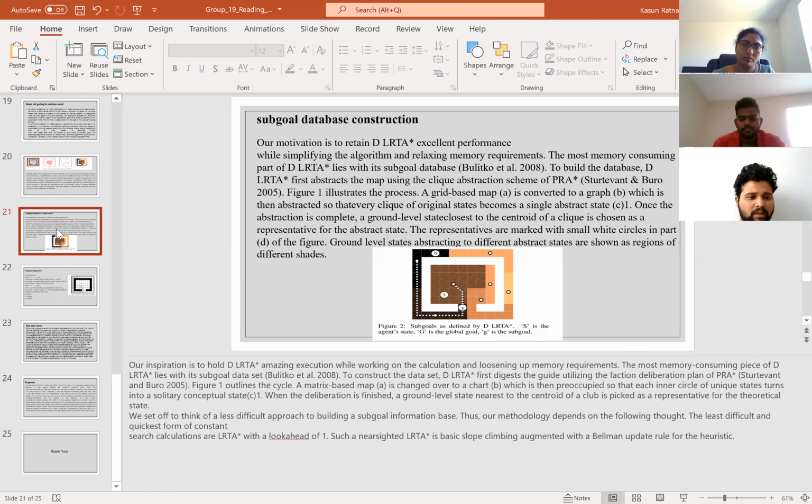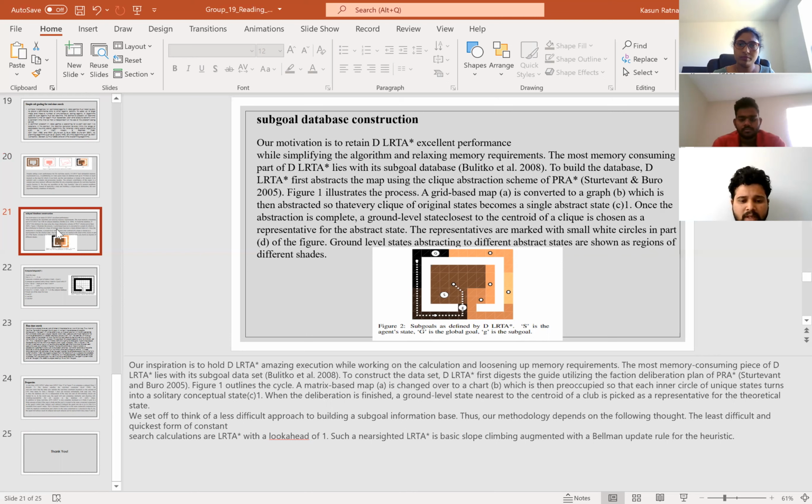Coming to the subgoal database construction, we can see in figure 2 that subgoals are defined by using D LRTA*, where s is the agent state, capital G is the global goal, and small g is the subgoal. Our inspiration is to retain D LRTA*'s strong performance while simplifying the algorithm and relaxing the memory requirements. The most memory-consuming part of D LRTA* lies with its subgoal database.